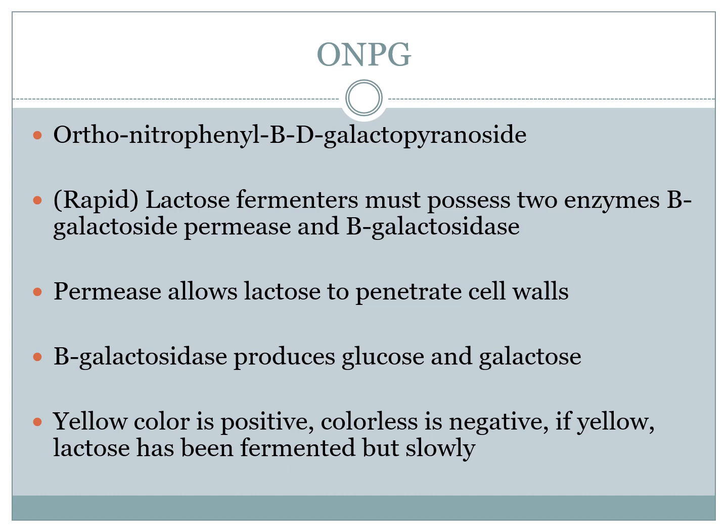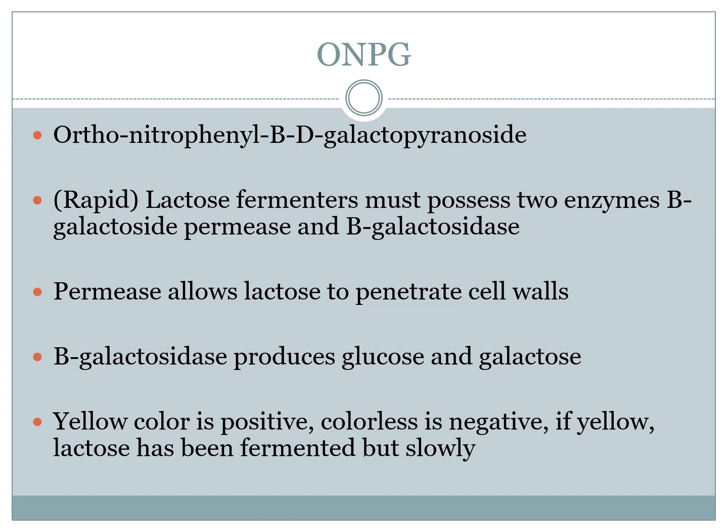The ONPG test is a test that determines if an organism is a slow or delayed lactose fermenter. These organisms have beta-galactosidase but lack beta-galactoside permease enzymes. You can read more about this in your textbook. The ONPG test, that acronym stands for orthonitrophenyl beta-D-galactopyranoside. And rapid lactose fermenters must possess two enzymes, beta-galactoside permease and beta-galactosidase. Okay? Permease actually allows lactose to penetrate the cell walls. True slow lactose positive organisms lack this enzyme.